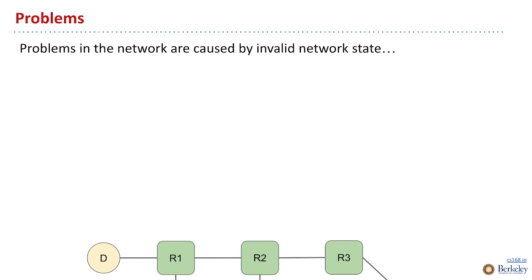Any other problems you can think of? Yes, looping. We can get into this unfortunate situation where both nodes think that the other has the shortest path to the destination. And then when they get a packet, they hand the packet to each other, and the packet goes back and forth. And that's a problem.